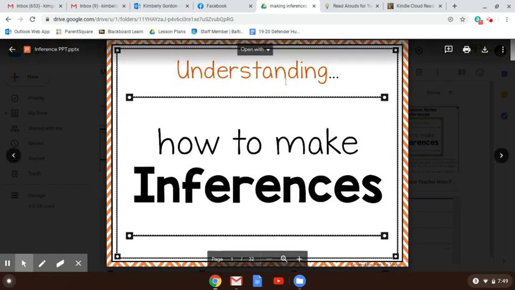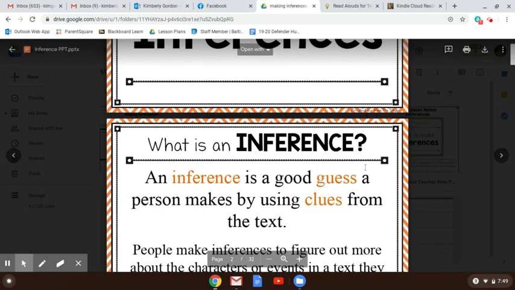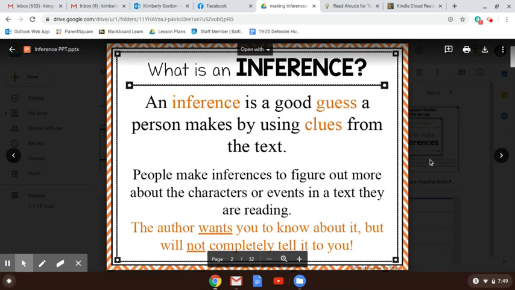So first, let's review understanding how to make inferences. If you watched the lesson from Tuesday, you know that an inference is a good guess a person makes by using clues from the text. People make inferences to figure out more about the characters or events in a text they are reading. The author wants you to know about it, but will not completely tell it to you. So it's up to you as a good reader to infer.